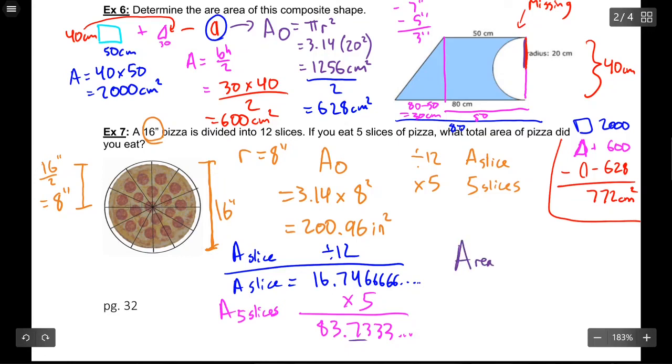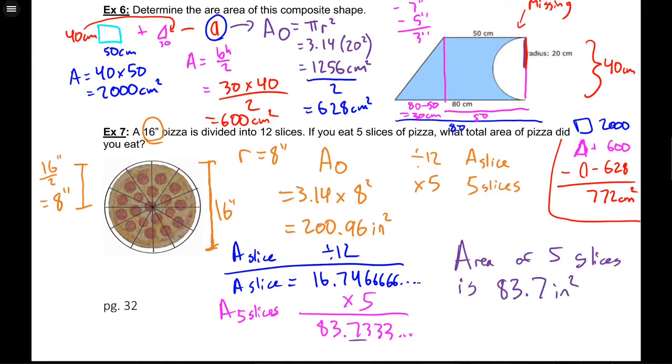The area of 5 slices is 83.7 square inches of pizza. Whew. So that is how you find the area of composite or compound shapes.